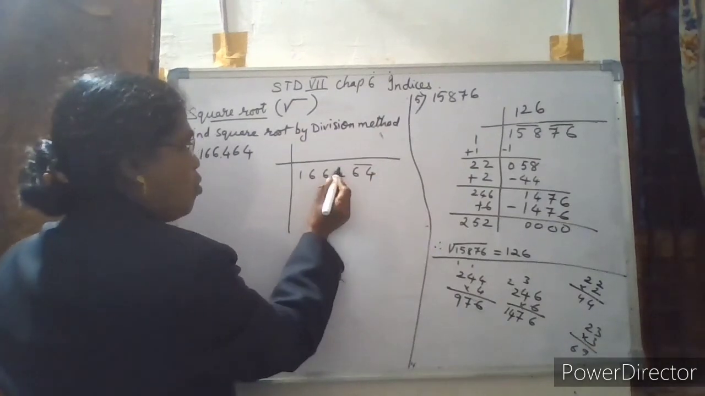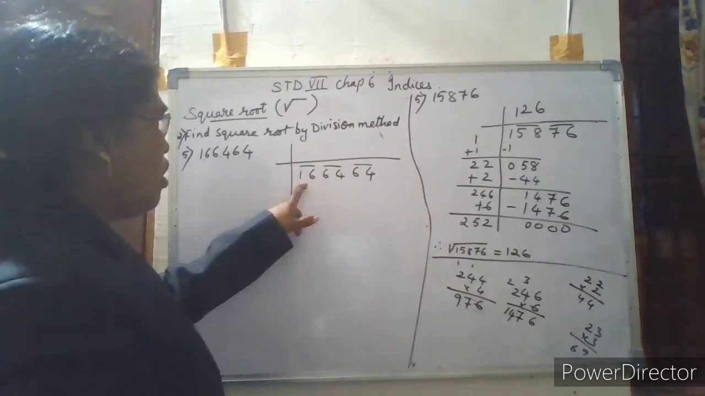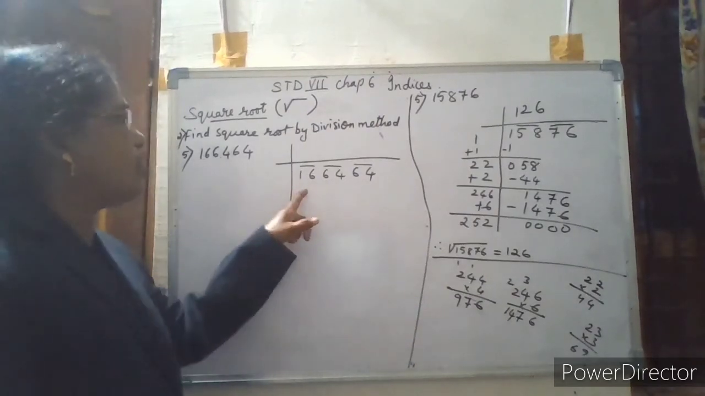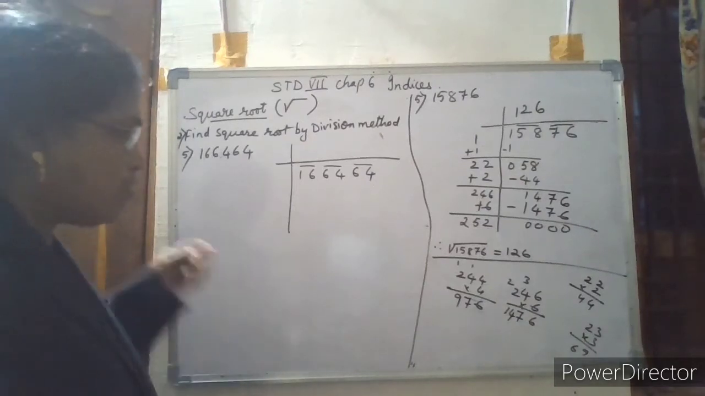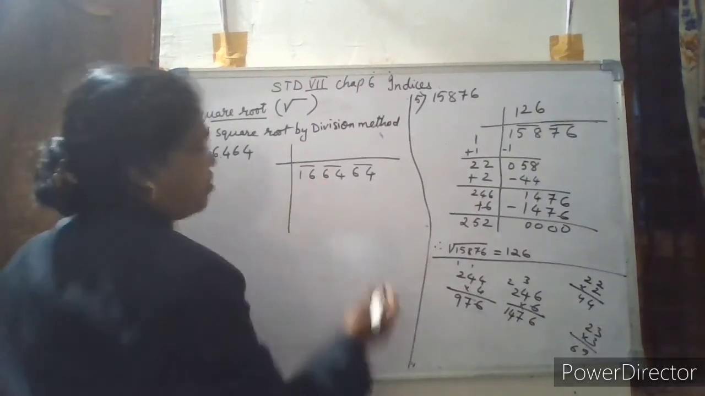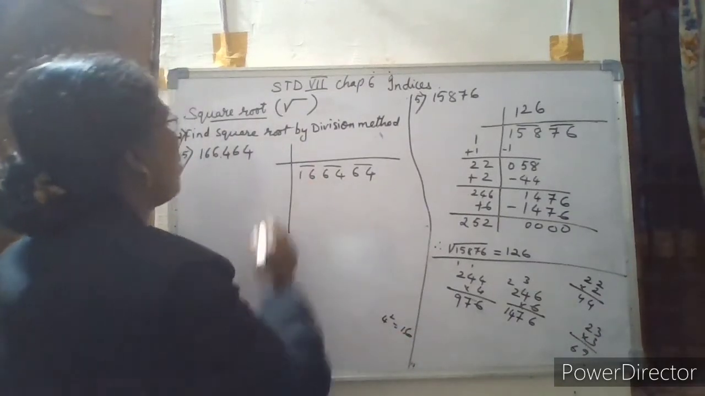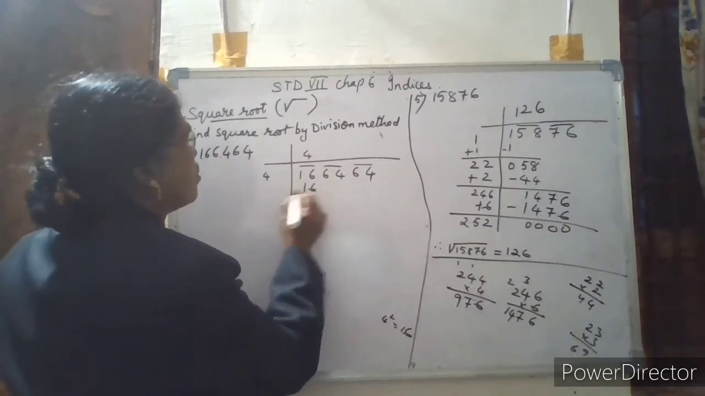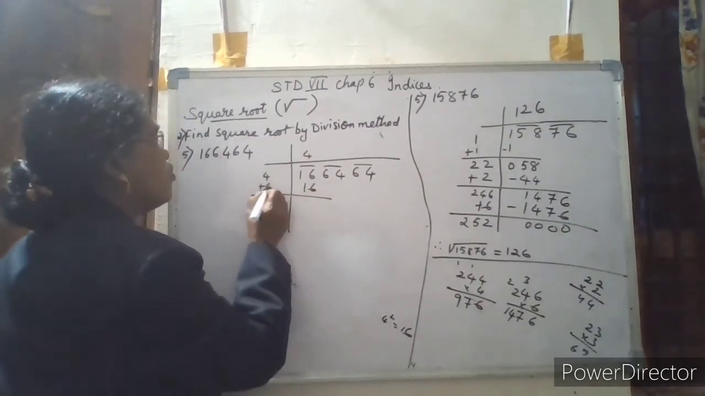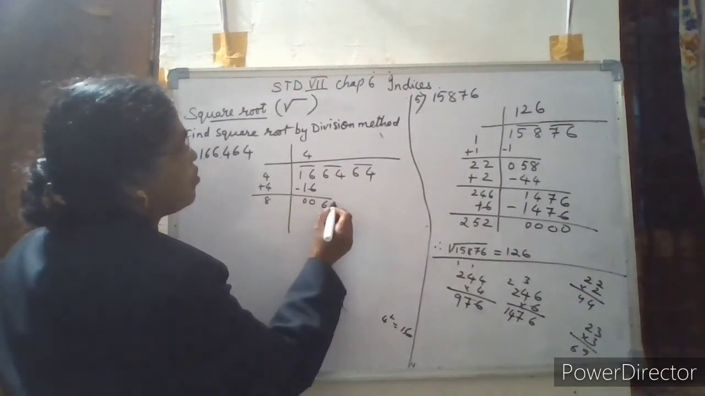I got 1 2. Now here in the starting, 16. You know 4 square is equal to 16. 4 4 is 16 itself. So I will have to take 4s. 4 4s are 16. Plus 4 you do here. I got 8. Minus, 0 0. Bring down this 6 4.